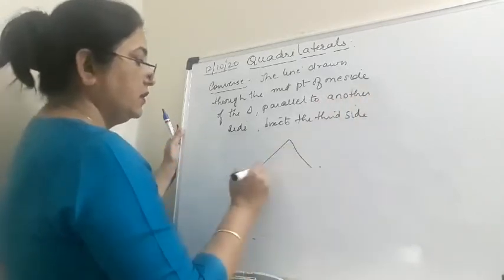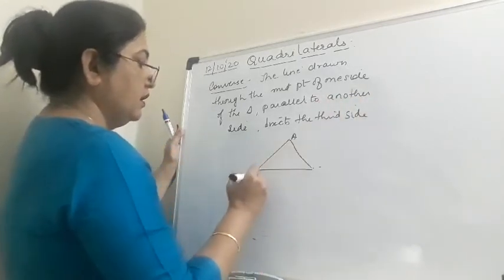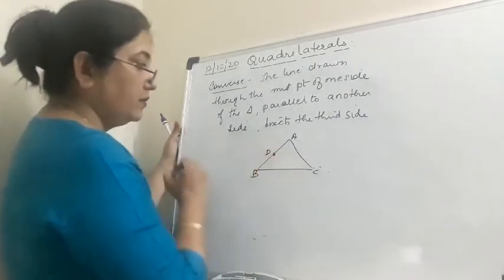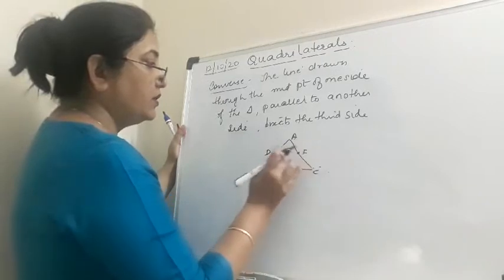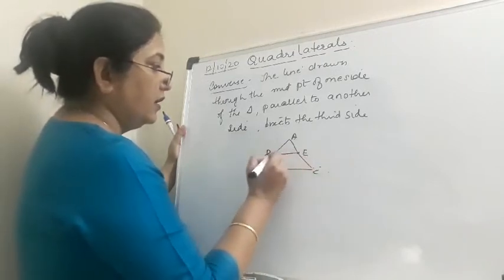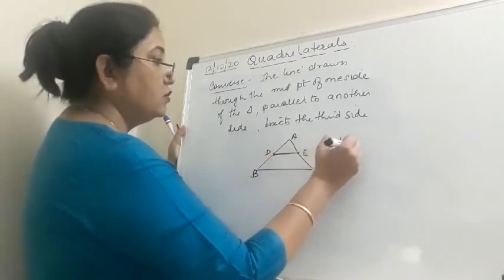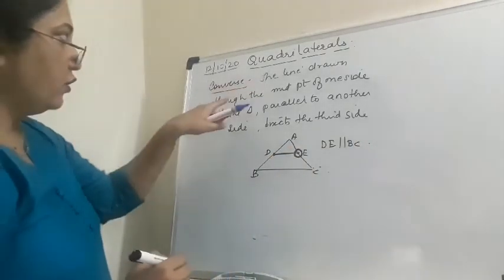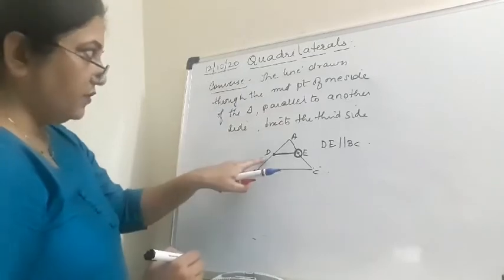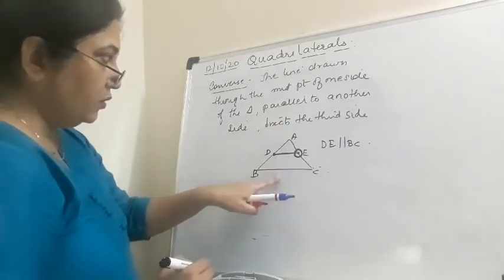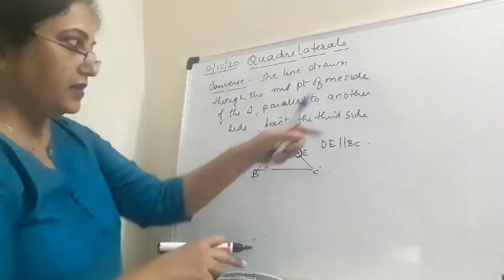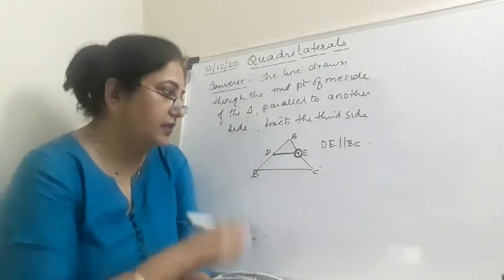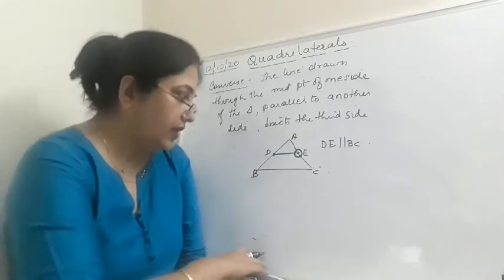So in simple words, I was trying to explain that if in a triangle ABC, D is a midpoint, and E is a point lying on AC, and DE is parallel to BC, we have to prove that E is a midpoint. So the line drawn through the midpoint of one side of the triangle, parallel to another side, bisects the third side. That is, we have to prove that E is a midpoint of AC. So you will write the statement and then draw the figure.